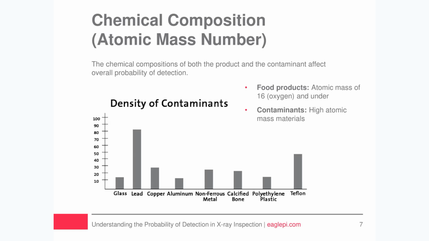Remember, contamination detection is only possible when contaminants are embedded in product that is less dense than the contaminant itself. Therefore, probability of detection increases when the difference between the atomic mass of a contaminant is greater than that of the product. For smaller contaminants, the greater the difference means an increased contrast and probability of detection in turn.